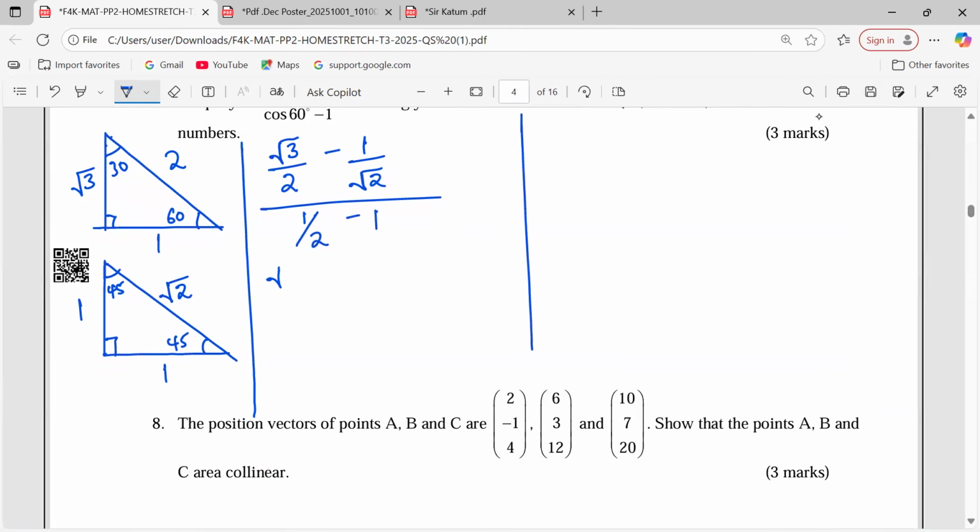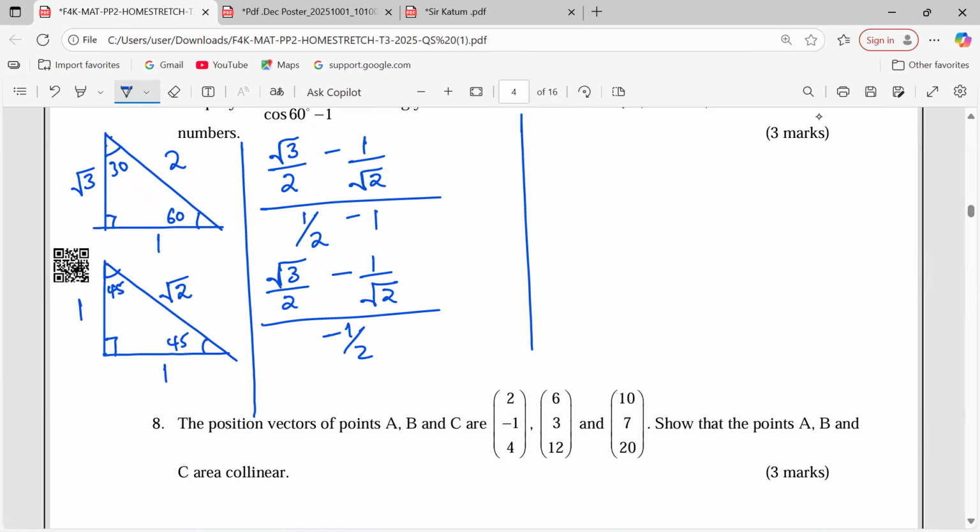Allow me to start by having the root of 3 over 2 minus 1 over the root of 2. Then this should be divided by negative half. Yeah, negative half. When negative 1 is added to half, we should get negative half.